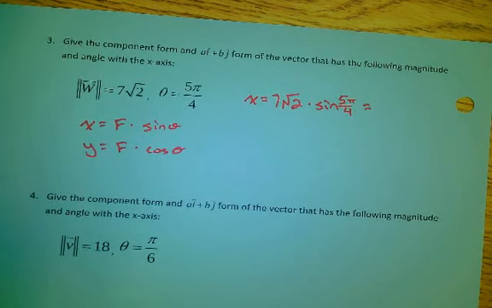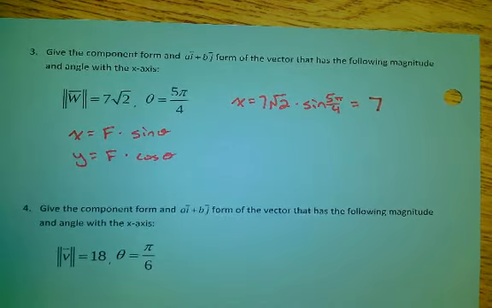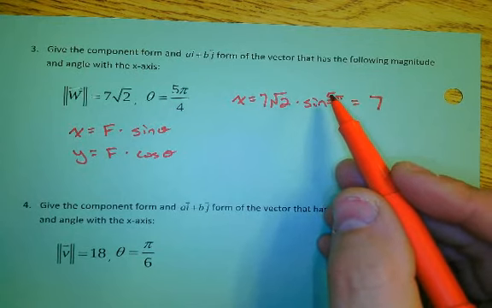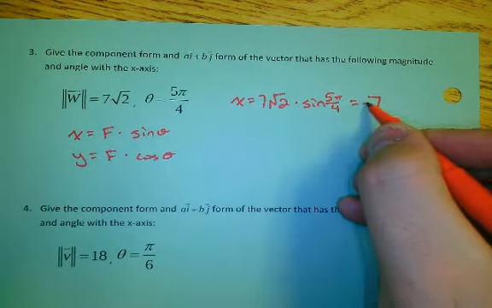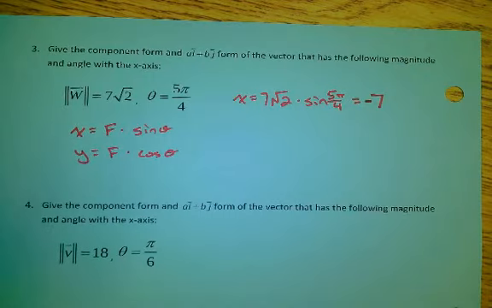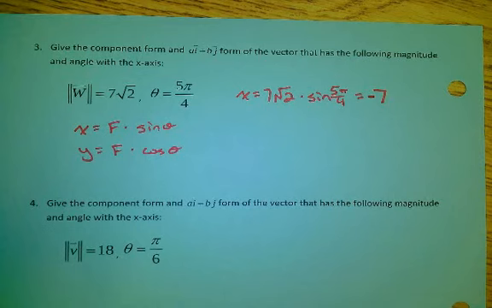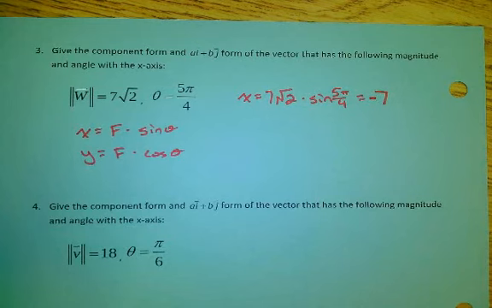I think it's 7. Maybe it's negative 7. Sine of 5 pi over 4 is negative root 2 over 2, so it should be negative 7. So it's negative root 2 over 2 times 7 root 2. The root 2's go away, essentially. Root 2 times root 2 is 2, divided by 2, which is 1.